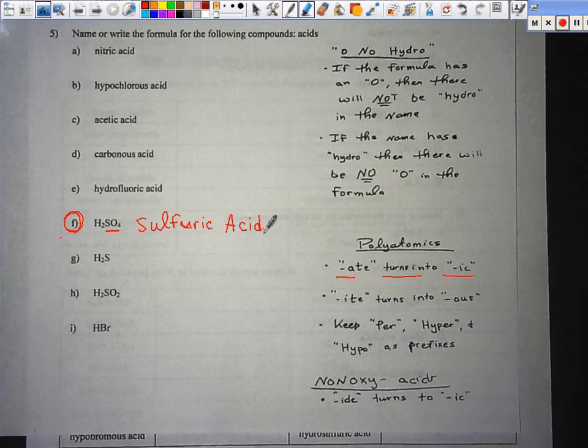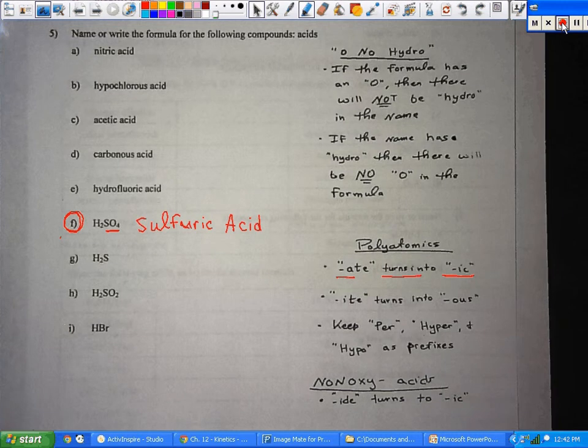So what I'm going to do is give you this flow chart, and let's see if we can do it with the flow chart. No, this is just for you to have. Okay, so look in the very top left-hand corner where the arrows begin. So the first question is, does the formula begin with an H? So let's look at letter G.